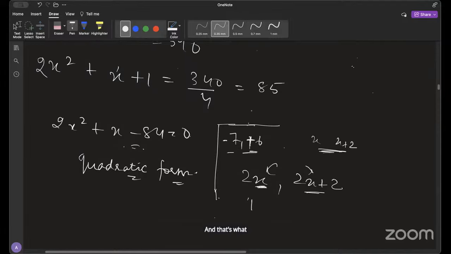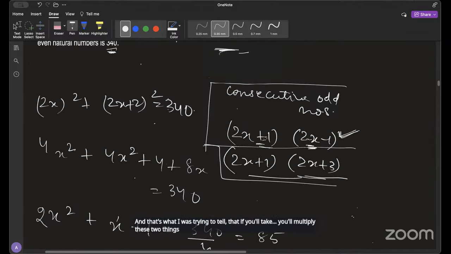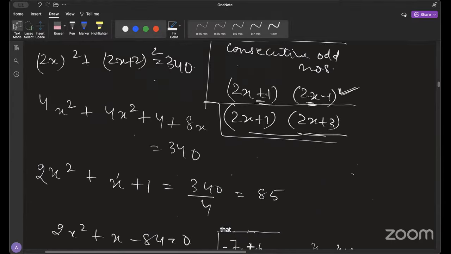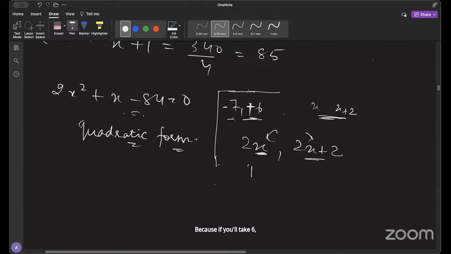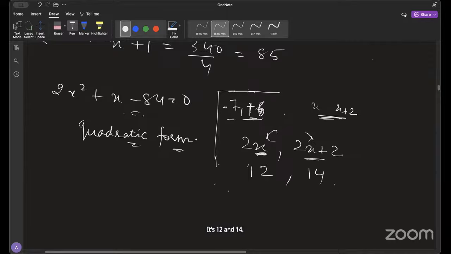And that's what I was trying to tell, that if you multiply these two things, that's not the product you're being asked. Because if you take 6, then you'll have to substitute here. 6 is not the required number. 6 is not that even number that is being asked in the question. It's 12 and 14. When it comes C by A minus 42, you get minus 7 and plus 6 by hit and trial, na? Don't do it that way.